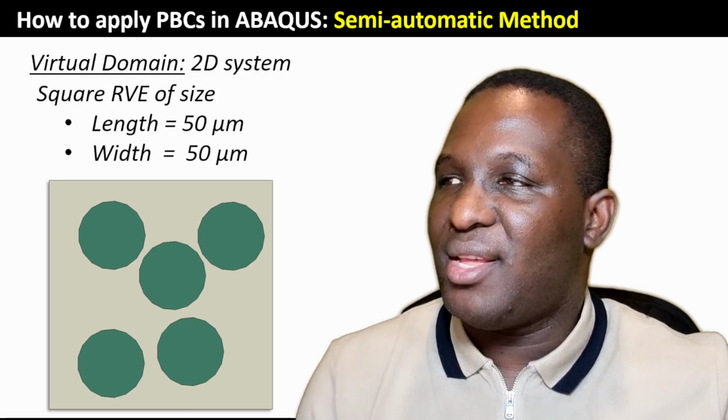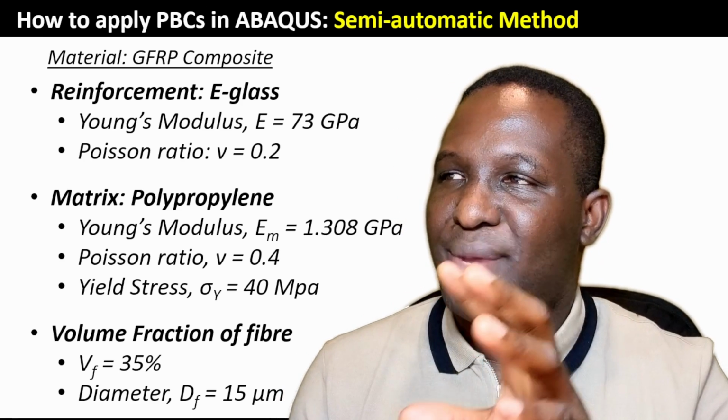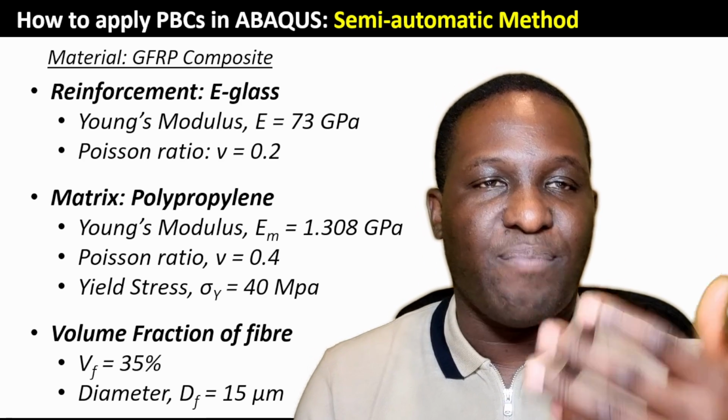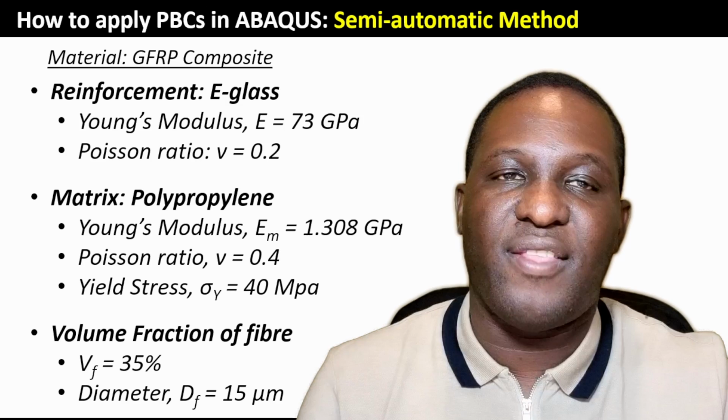And if we then move on from that, the material that we're going to be using is a reinforcement that's made of e-glass and a polypropylene material. The properties are all given here. The volume fraction of this composite is 35% and the fiber diameter is 15 microns.